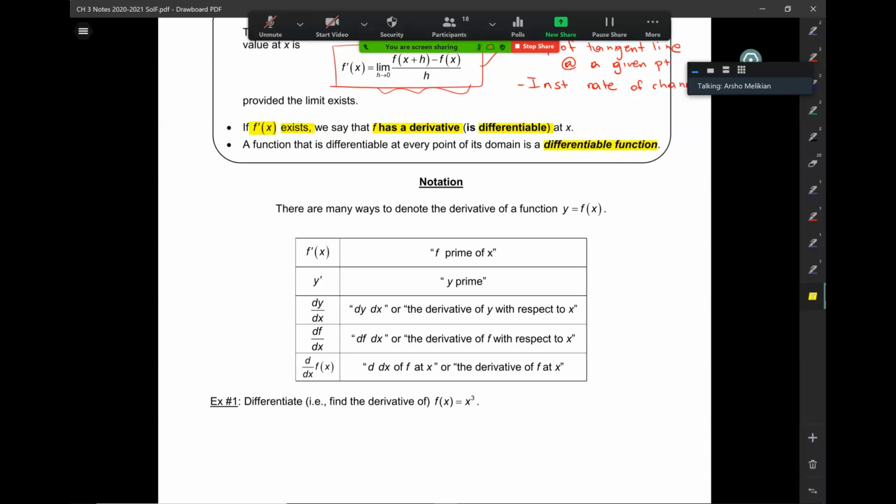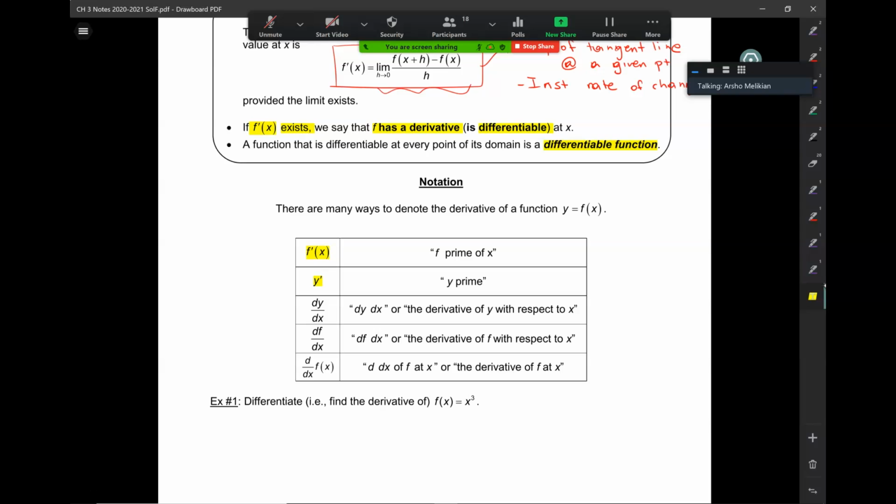There are a couple of different ways to note derivative. One is f prime of x, just like this, and that's how it's read, f prime of x. Now, because f and y are interchangeable, when we say f prime of x, we can also say y prime. That's the same, right? Because f of x and y are the same. Now, there is also something else.